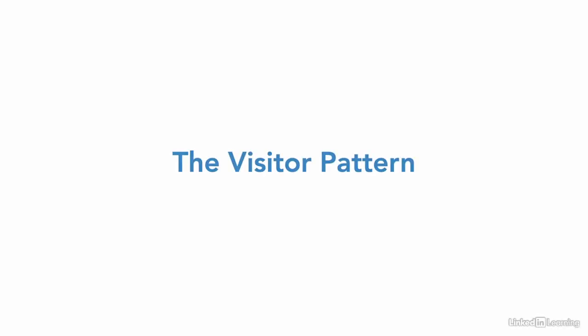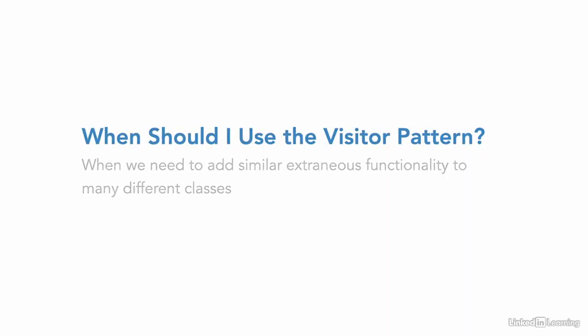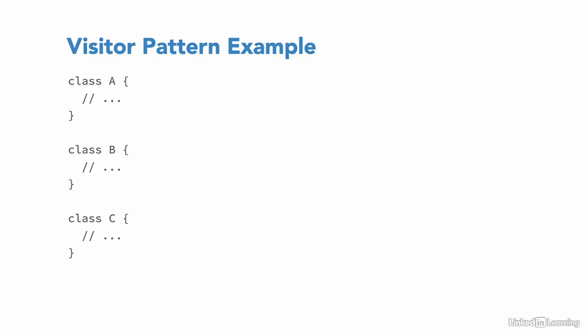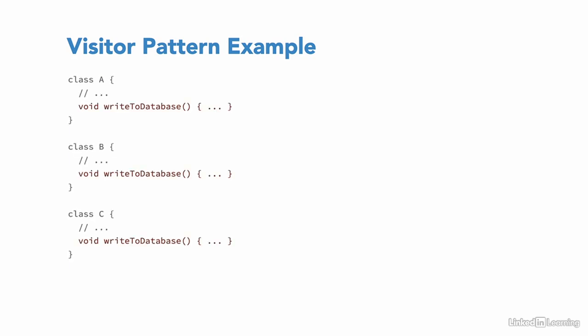All right, our next pattern is called the visitor pattern. The visitor pattern is used when we need to add some sort of similar functionality to many different classes, and this functionality doesn't really make sense inside the classes themselves. An example of this might be if we had a bunch of classes and we needed a way to save instances of each class to a database, let's say. Now, the naive way to do that would be to add a writeToDatabase method to each of the classes in question. And while this approach works, it has the tendency to really add a lot of clutter to our classes, right? In this situation, maybe a single extra writeToDatabase method isn't so bad.